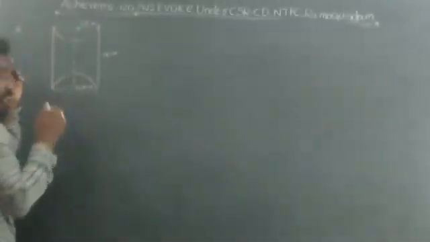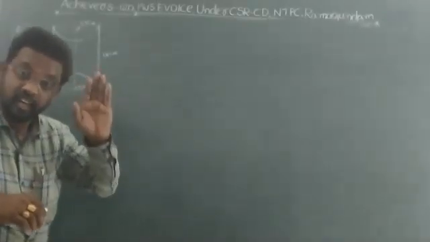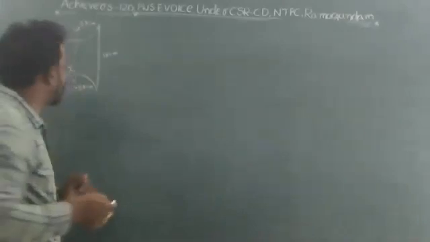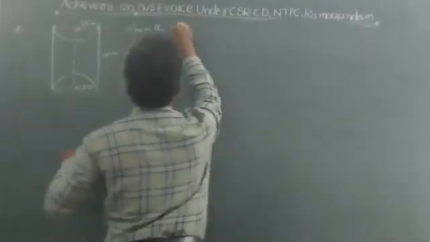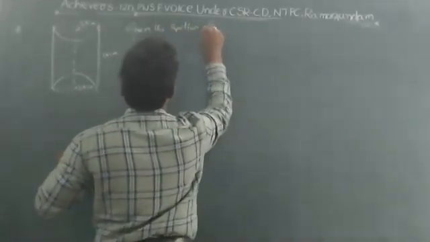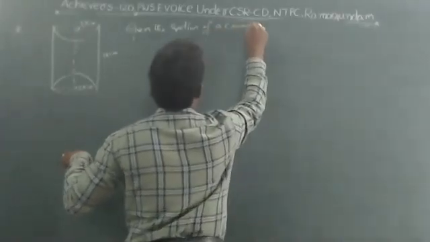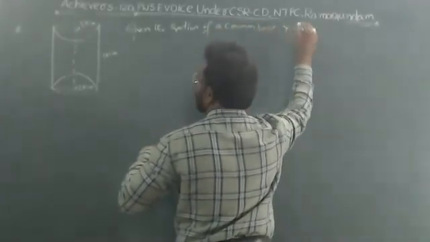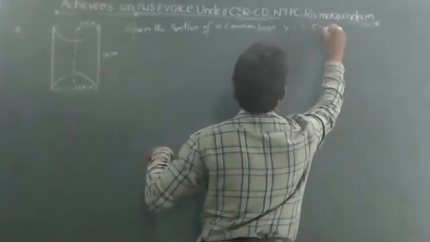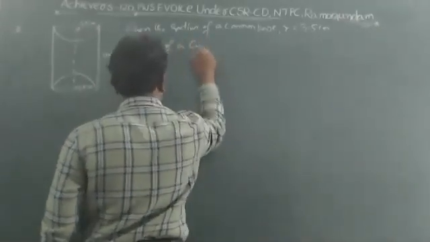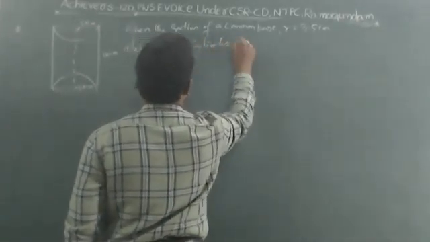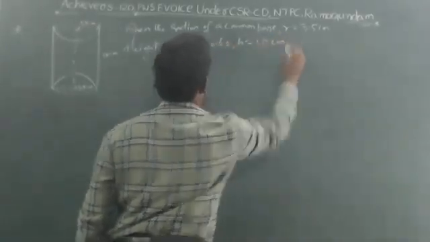Okay, this is open. So here, if you want to find out the total surface, in the sense curved surface only. That is the most important. Curved surface only. Given the radius of a common base is 3.5 centimeters, and the height of a cylinder H is equal to 10 centimeters.